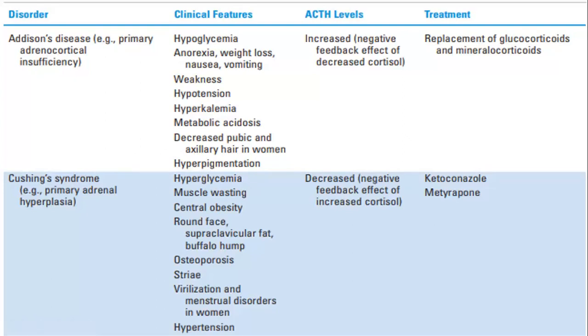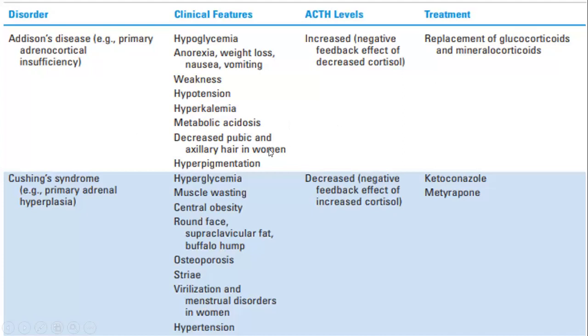So your Addison's disease also causes decreased pubic and axillary hair in women. Why? Why decreased pubic and axillary hair in women? Remember, there is a destruction of your adrenal cortex such that it also produces a decrease in the level of your androgens, okay? Because your androgens are basically synthesized in the adrenal cortex. So a deficiency of these androgens would actually lead to decreased pubic and axillary hair in women.